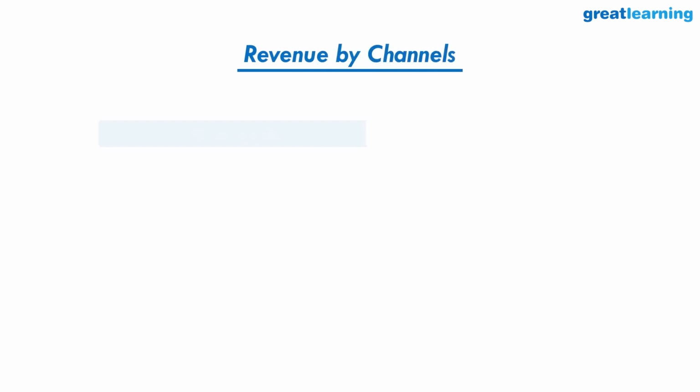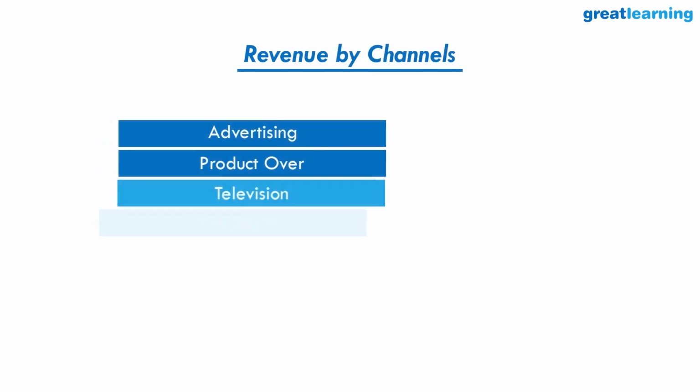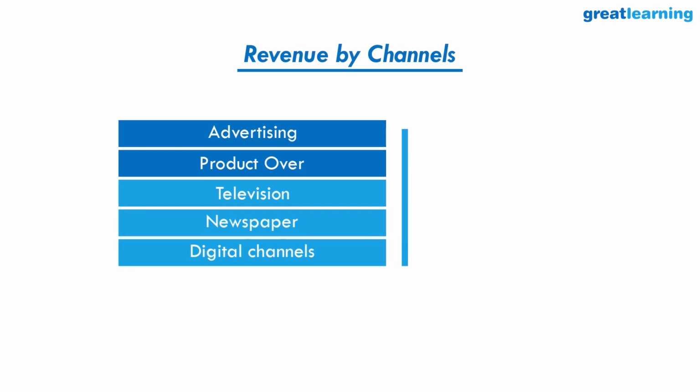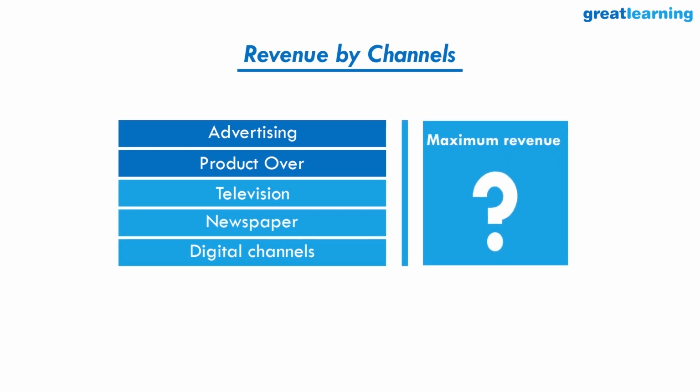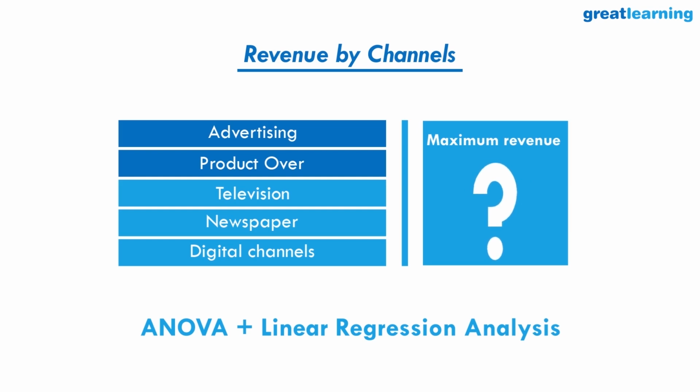Similarly, if you want to understand what channels are giving you the highest revenue in terms of increase in revenue, say you're advertising your product over TV, newspaper, digital channels, and you want to understand which channel is giving you more revenue, then perhaps you would look at a mix of tools like ANOVA as well as regression analysis.